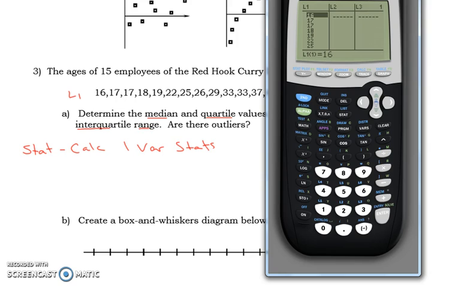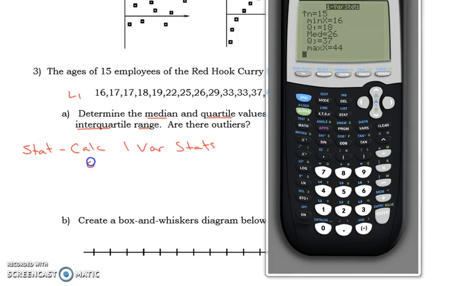Okay, so what I've done is I've put my data in L1, and I'm going to go stat calc 1 variable statistics. My data's in L1, I don't have a frequency list, so I'm going to go down and calculate, and I want the median and the quartiles. So I'm going to scroll down, and my first quartile is 18, my median is 26, and my third quartile is 37.